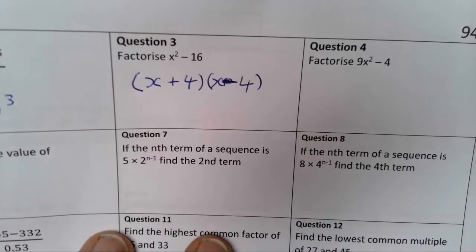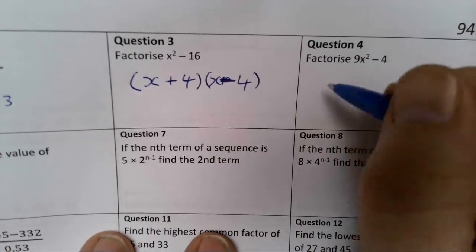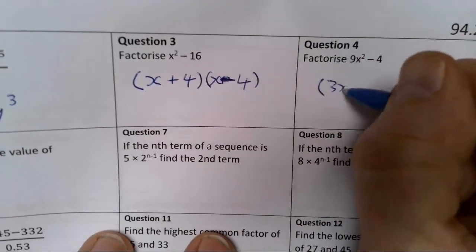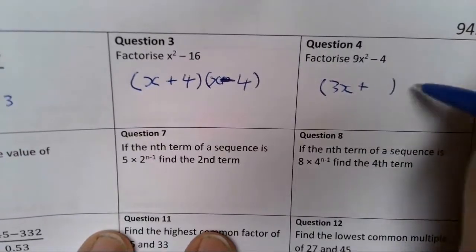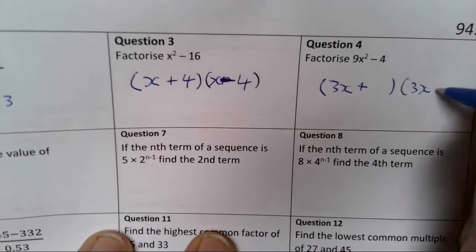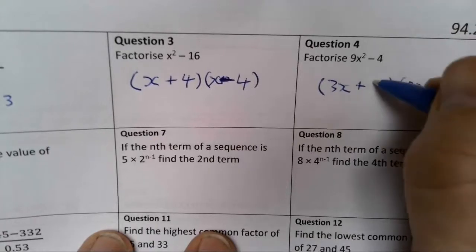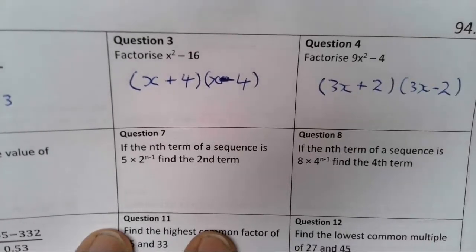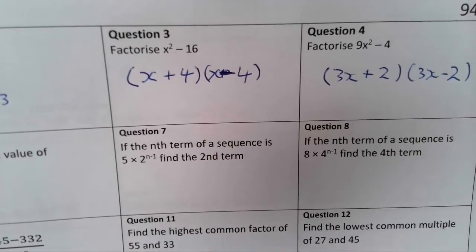It's the same kind of deal here, except I need to get to 9x squared. So I'm going to need 3x plus and 3x minus, and here it's going to be 2. So I've got to get to minus 4.